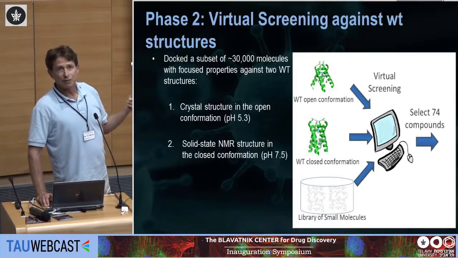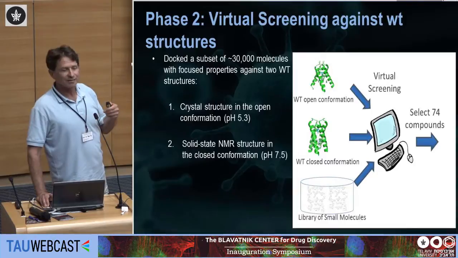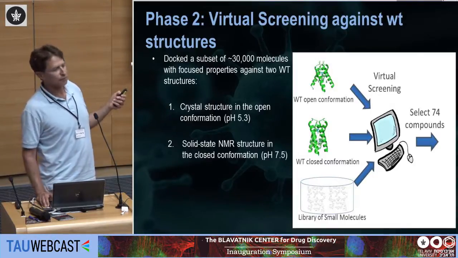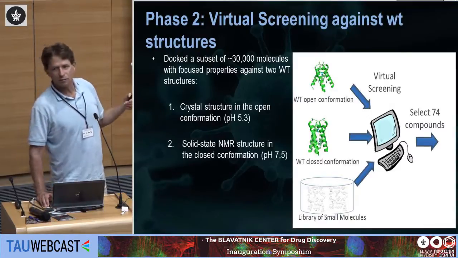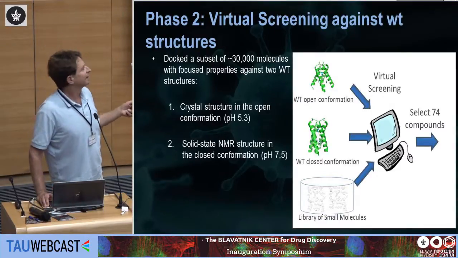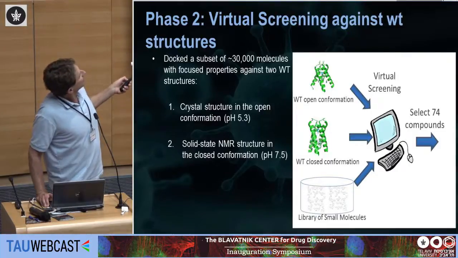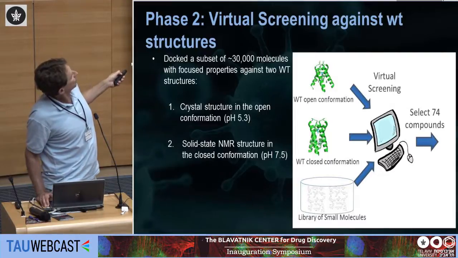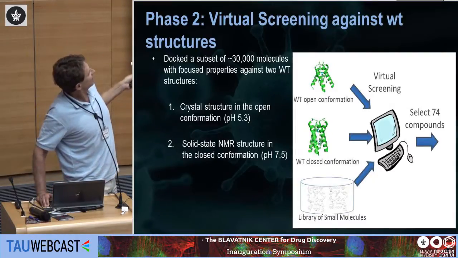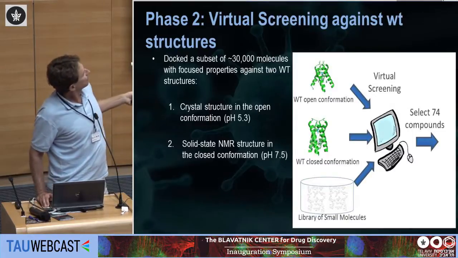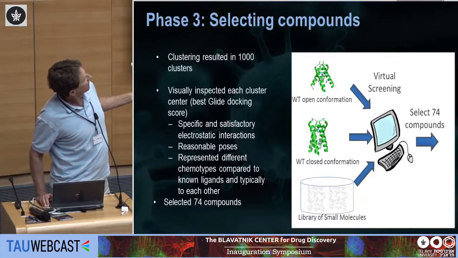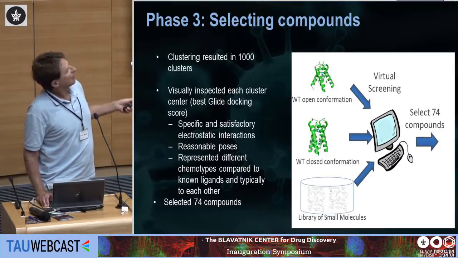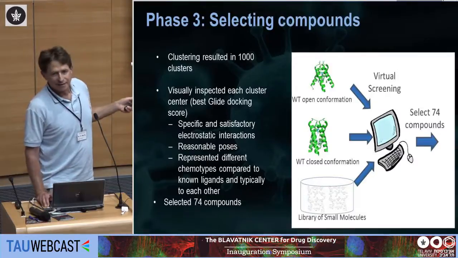I repeat that the point is that she uses the exact same protocol that made her reproduce the data for the known to now look for putative unknown binders. And again, she used the crystal structure in open conformation, as well as the solid state NMR structure in the closed conformation. And with that, she came out with 74 binders that looked good.